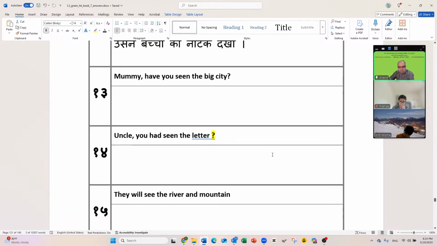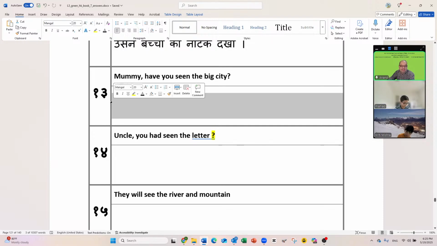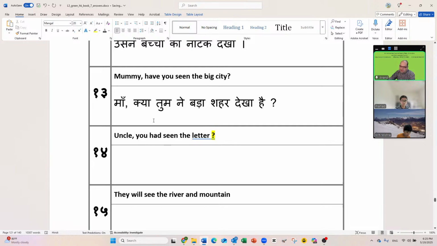Mummy, have you seen the big city? माता क्या आपने बड़ा शहर देखा है? Very good. Now, mata is fine, but mata is a more heavy word. We generally will say simply ma. And then you can say aapne, but we have talked about that if you are closer to your mother, you'll use tum, right? So, Ma, क्या तुमने बड़ा शहर देखा है?